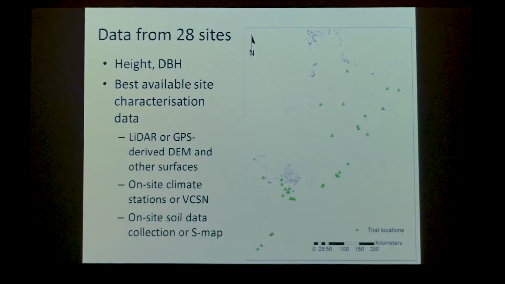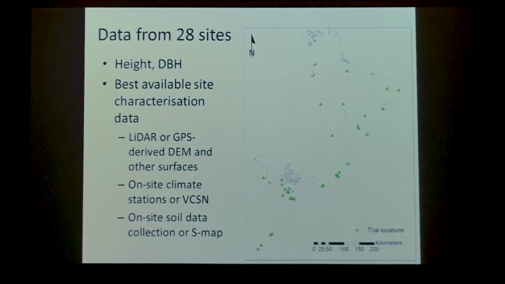So we have data from 28 sites. He's looking at height and diameter at breast height. We're looking at a range of site characterizations, so LiDAR and GPS-derived digital elevation models. We want those digital elevation models to be as high resolution as possible. We have on-site climate stations, and/or there's a nationwide system called the Virtual Climate Station Network that the Met Service has. So every 5 kilometers across the landscape in New Zealand, there is a point, and at that point, weather is estimated by interpolating between Met stations and taking account of local topography and so on every day. And that's been happening since 1962.